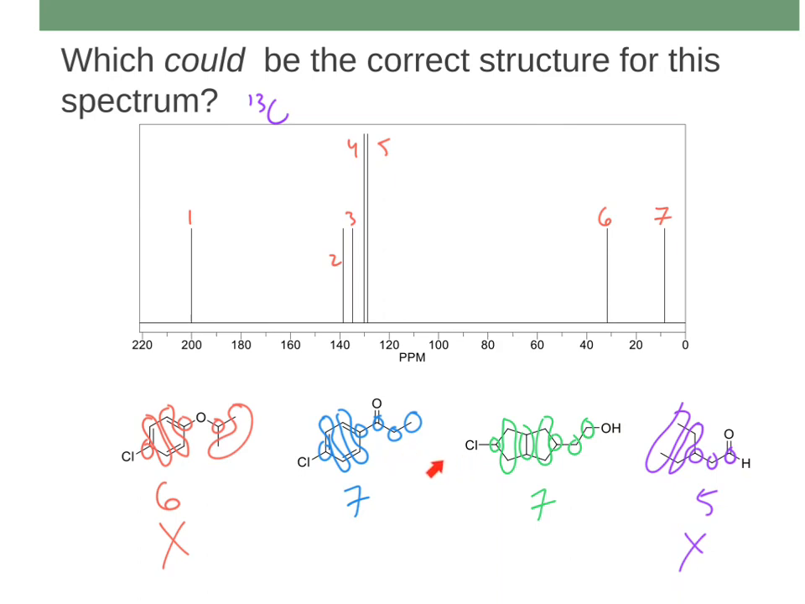So what we want to do now is ask ourselves, if I want to know which one it is, I need to know why I have something around 200 and these things around 130-ish and this thing around 30 and this around 10. Like, what's going on with the chemical shifts? So that's going to be the next video we talk about.